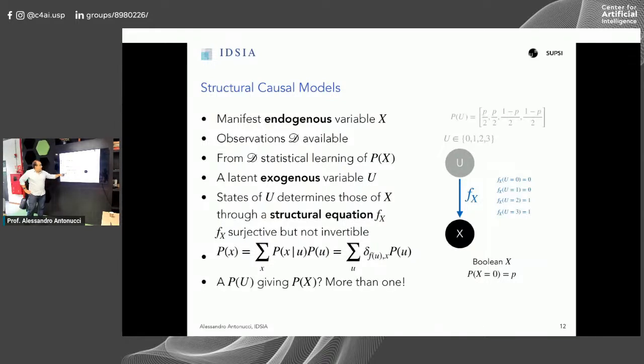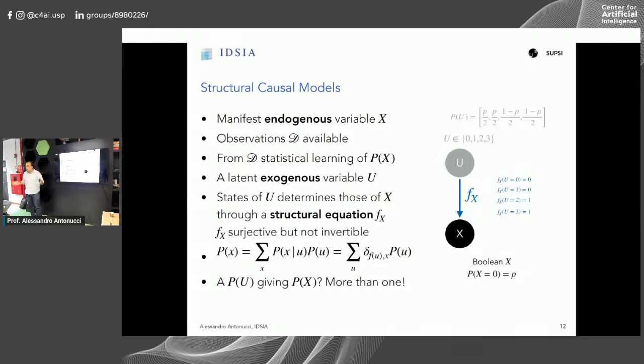Now, I don't know P of U. I know P of X, but I don't know P of U. But this relation is a constraint between P of X and P of U. This relation, this modeling, is a linear constraint between P of X and P of U. Okay? So, if I know P of U, I can compute P of X. If I know P of X, I can just constrain P of U.